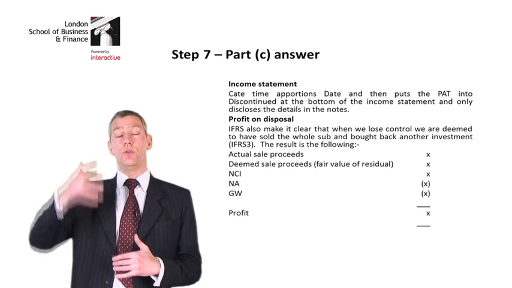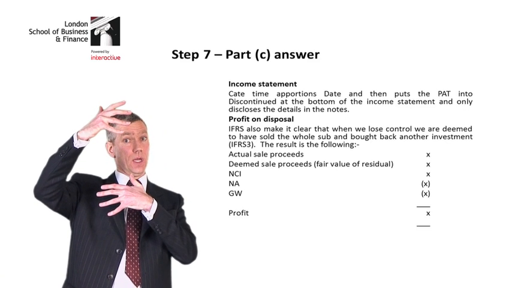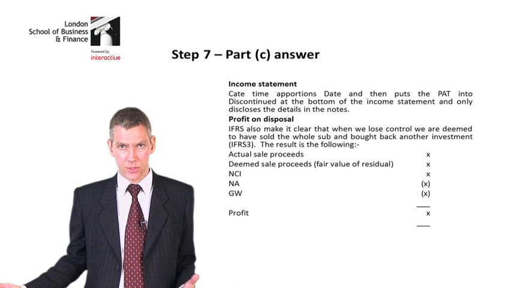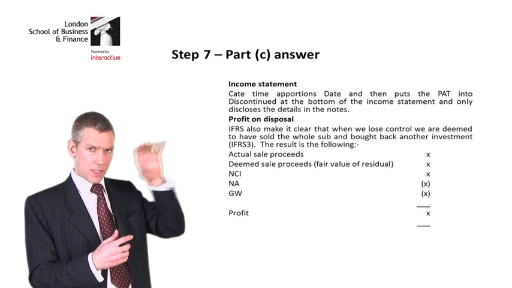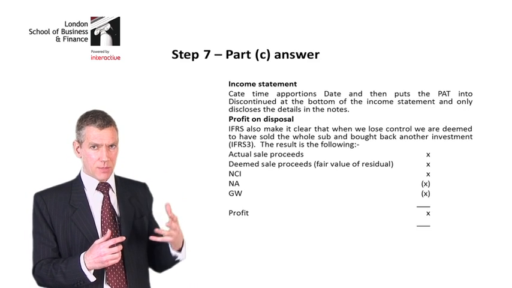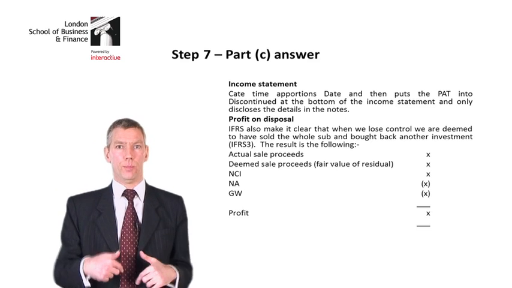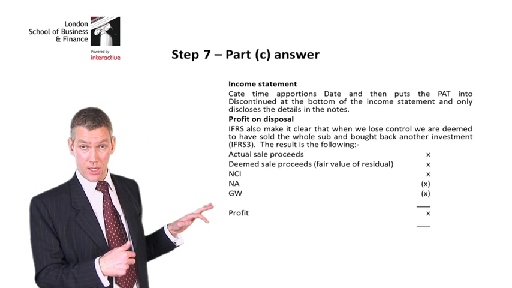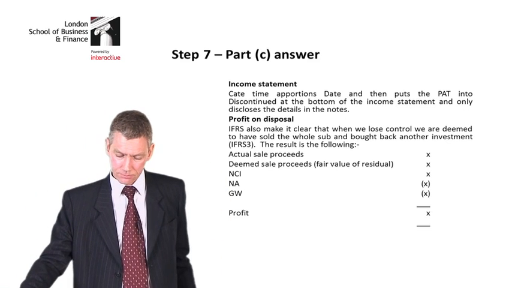We're deemed to have sold the 35% we did sell and the 35% we didn't sell. We're deemed to have lost control of the whole subsidiary. So you get two sale proceeds, the actual sale proceeds and the deemed sale proceeds. What we're deemed to have done is we're deemed to have sold a subsidiary and bought back an investment. So that gives the result of the disposal calculation that you see on my left-hand side.